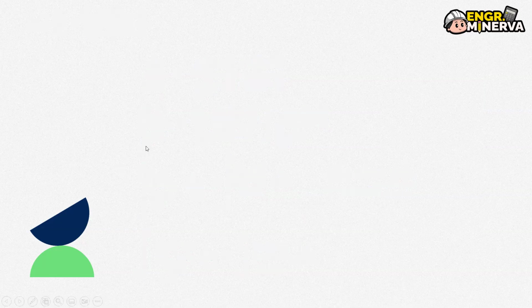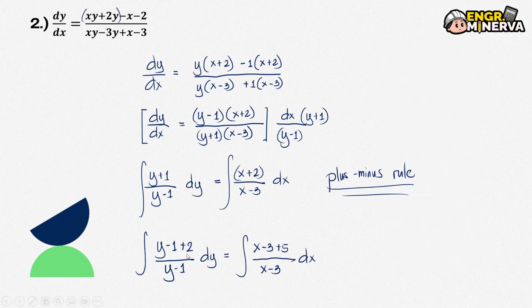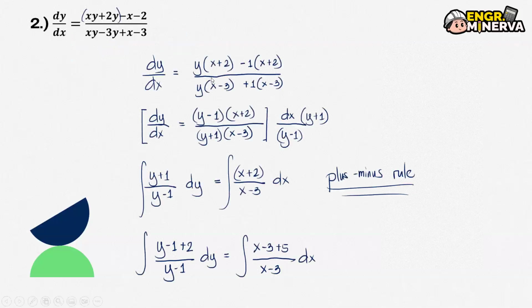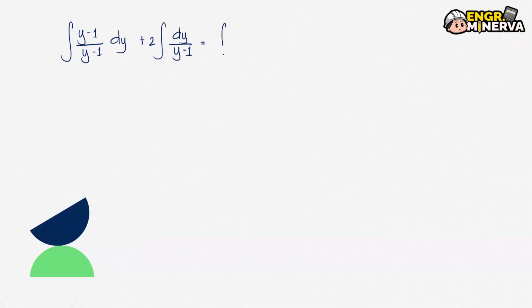Next is to group the terms. For the first integration, that would be y minus 1 over y minus 1 dy, then you have plus 2 dy over y minus 1. And for the right side, we have x minus 3 over x minus 3 dx. Then we have plus 5 integral of dx over x minus 3.